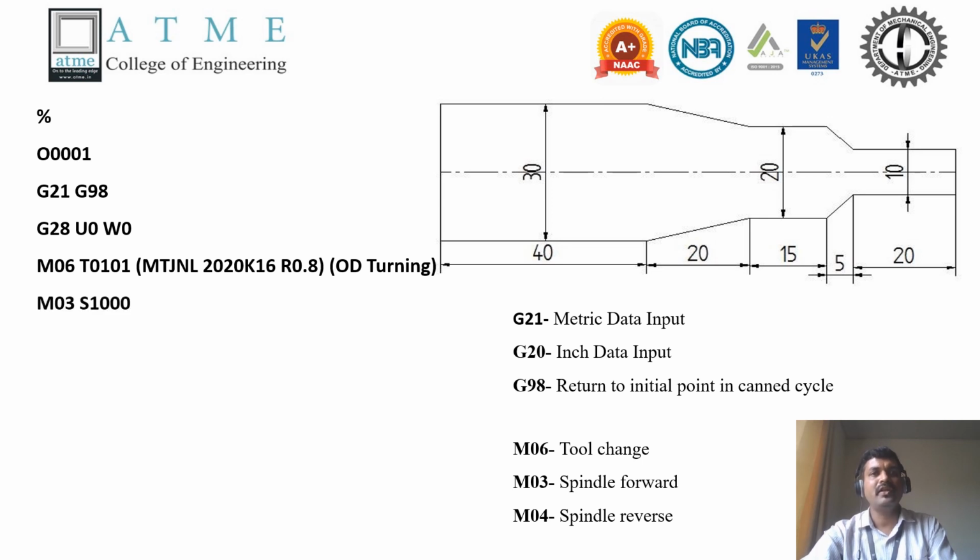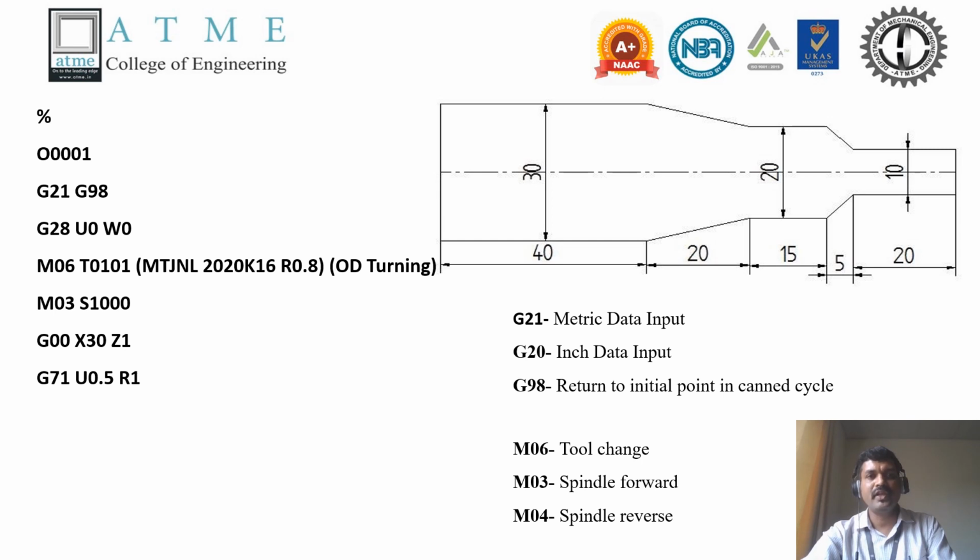Similarly M03: once the proper tool has been selected, the spindle starts in the clockwise or forward direction, especially in the case of turning, and sets the speed. The speed of the spindle is 1000. Then Z0, go to the initial position, rapid traverse to X30 Z1. The blank diameter is 30 mm. The tool will come just above X30, that is plus 30, and Z plus 1 means it does not touch the workpiece.